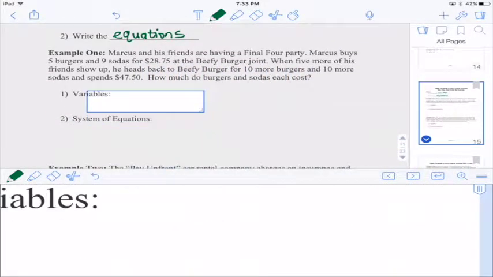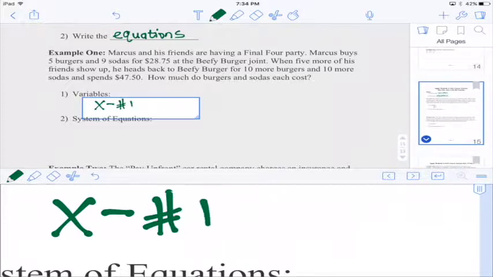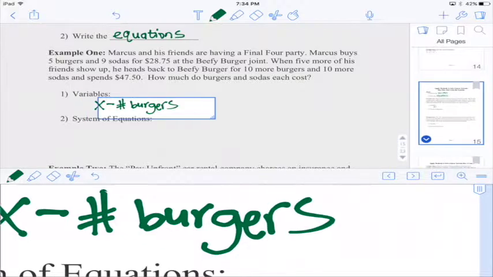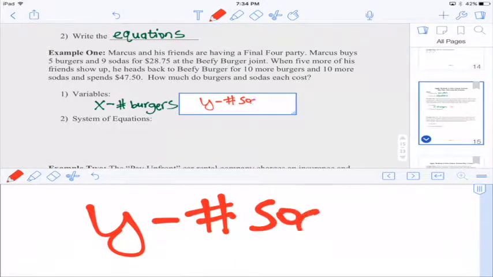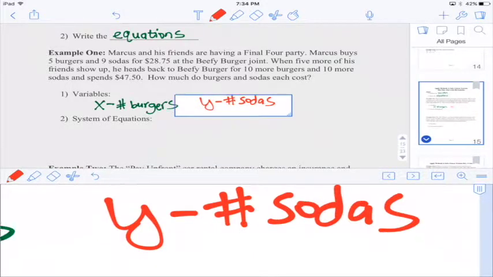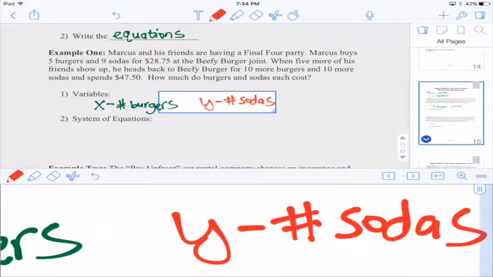So the two variables we have are burgers and sodas. I'm going to use x and y because that's what we're used to. So x is the number of burgers, and y is the number of sodas. Now we could use b for burgers and s for sodas, but we don't need to do that. You can use x and y, whatever variable you like. So we're going to have two equations.